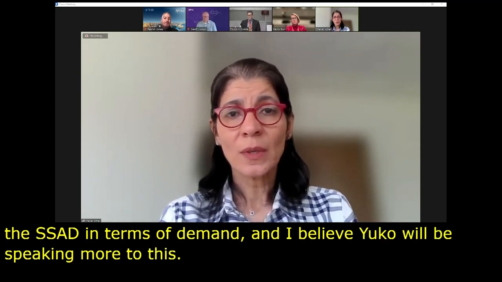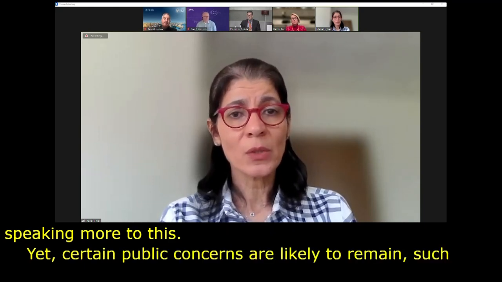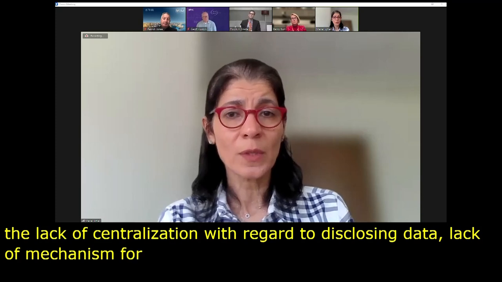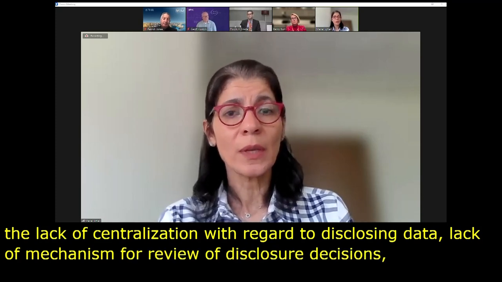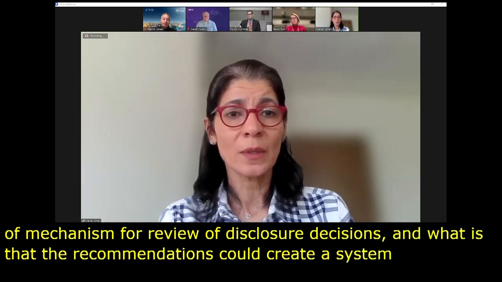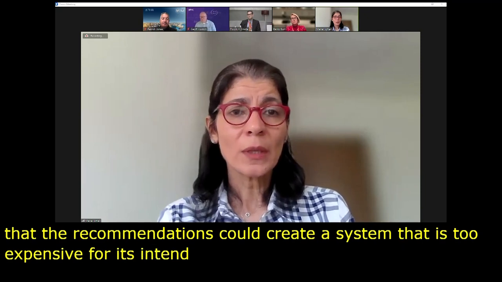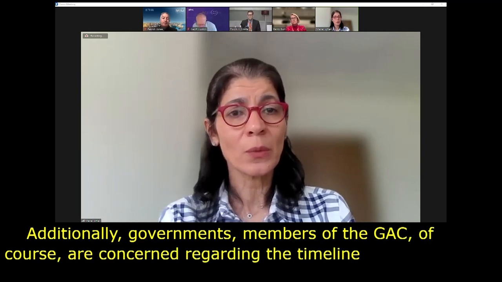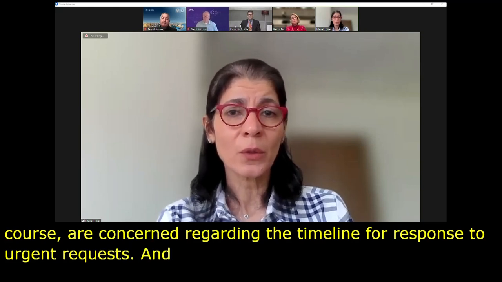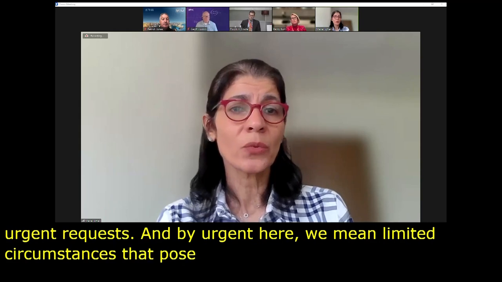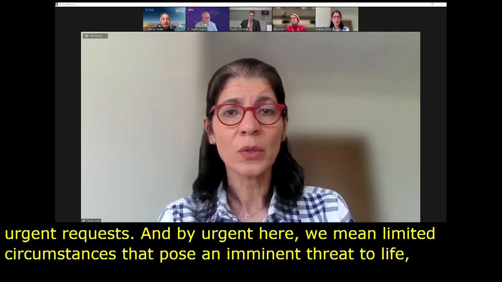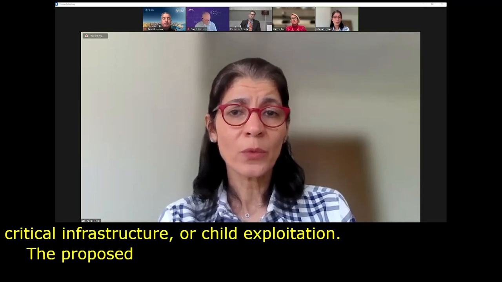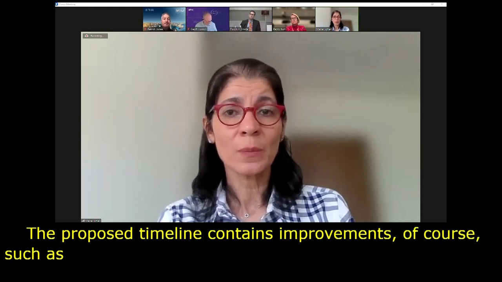Yet, certain public concerns are likely to remain, such as the lack of centralization with regard to disclosing data, lack of a mechanism for review of disclosure decisions, and worries that the recommendations could create a system that is too expensive for its intended users. Additionally, governments, members of the GAC, of course, are concerned regarding the timeline for response to urgent requests. And by urgent here, we mean limited circumstances that pose an imminent threat to life, injury, critical infrastructure, or child exploitation.